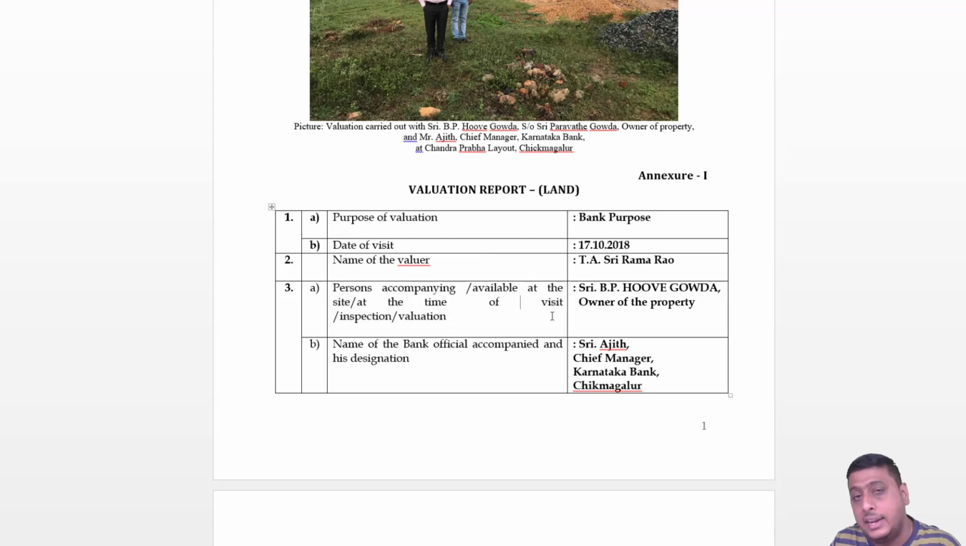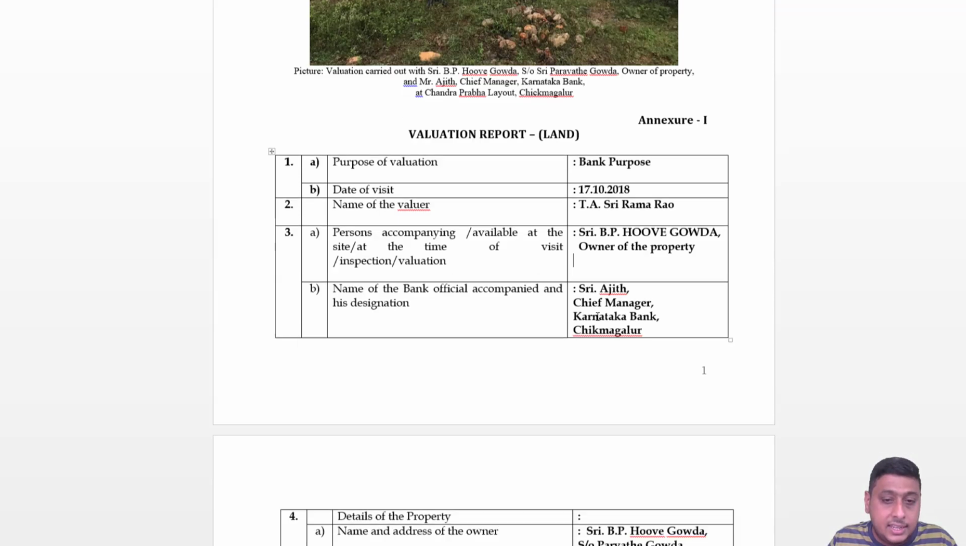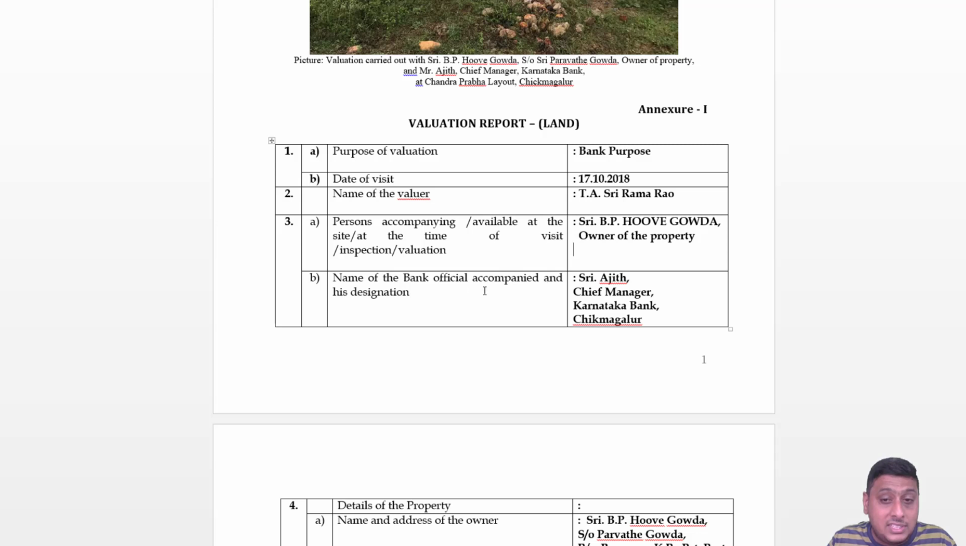Generally, we will ask the client, the owner of the property, to assist us, or if any other person has come, we have to mention his name. And one of the very important things is that we have to mention his or her relationship with the owner of the property. Maybe a daughter or son or wife, father, whatever it is, we have to mention it. Next, name of the bank official and his designation.